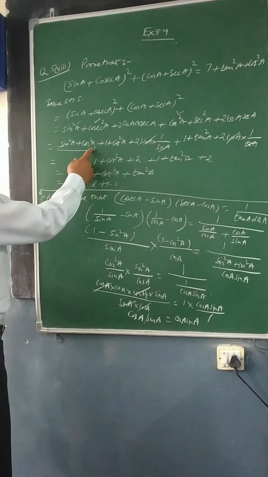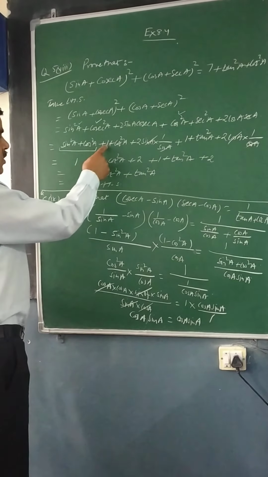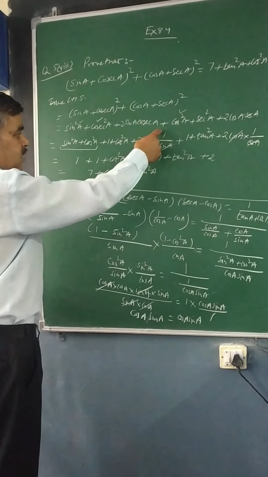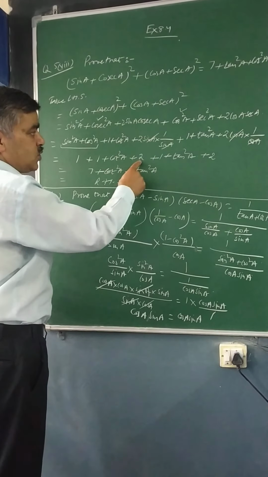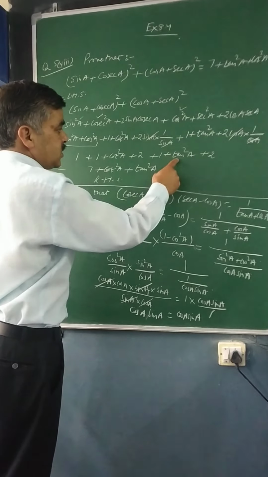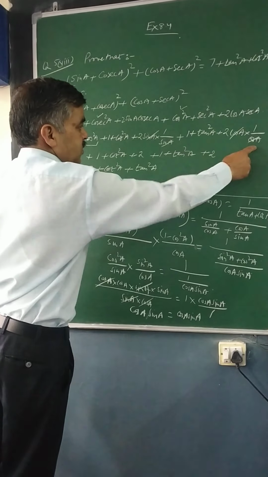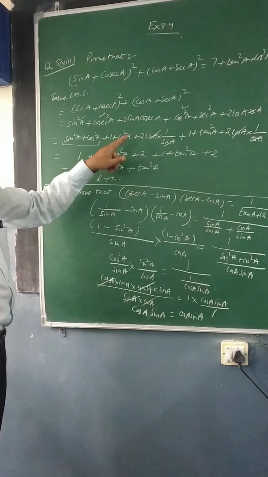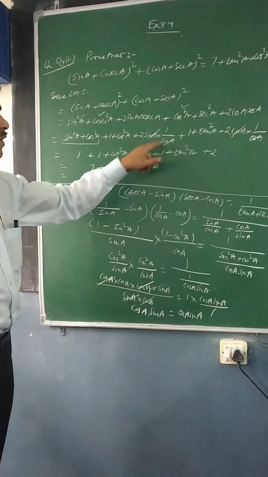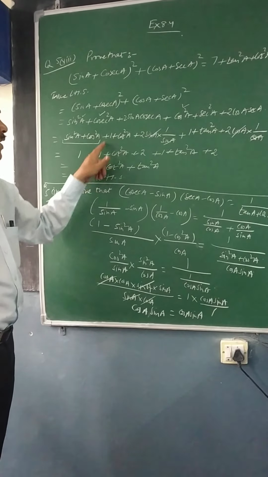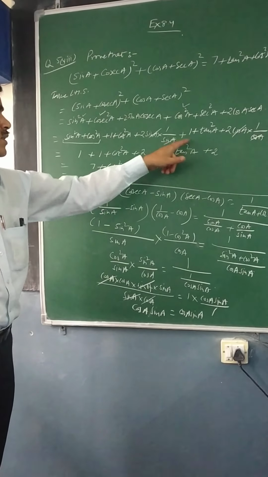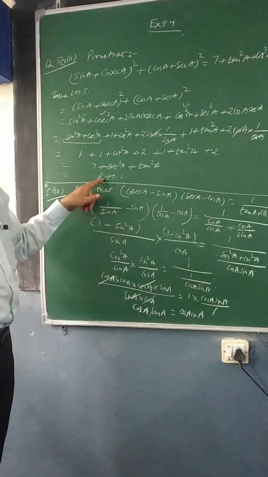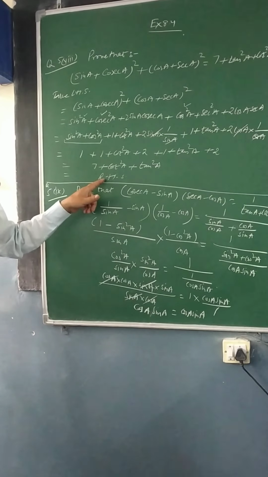Now sin square A plus cos square A is 1, this is 1, this is cot square A, sin A will go off, you are left with 2 here, 1 plus tangent square A plus 2 cos A again goes off, so then you are left with 1 plus 1 is 2, 2 plus 2 is 4, plus 1 is 5, plus 2 is 7, and here it is cot square A and here it is tangent square A. Automatically you will reach your right hand side.